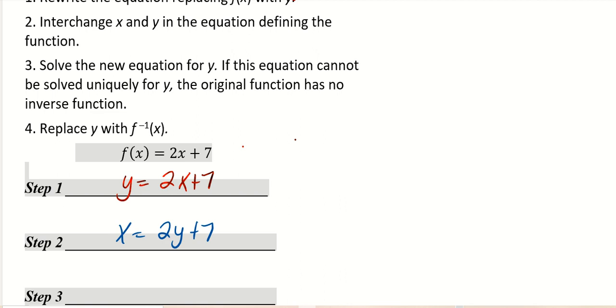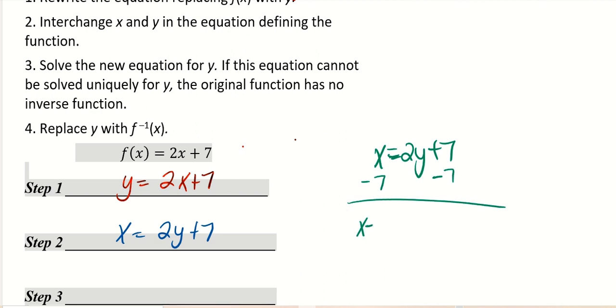All right. Now our third step says that we want to solve for the new y. So that means we want to take x equals 2y plus 7, and now we want to solve for y. So subtract the 7 on both sides, and x minus 7 equals 2y. Then we are going to divide both sides by 2.